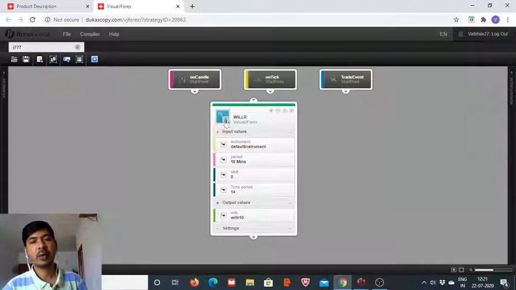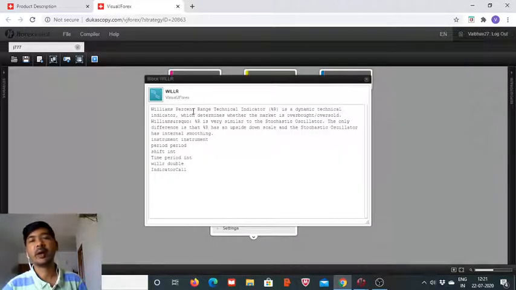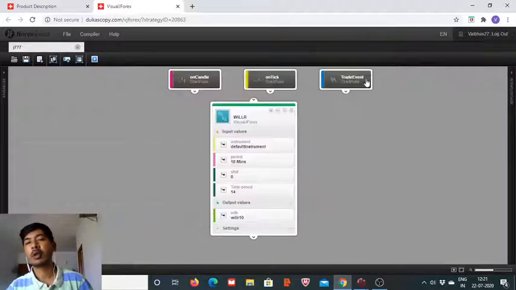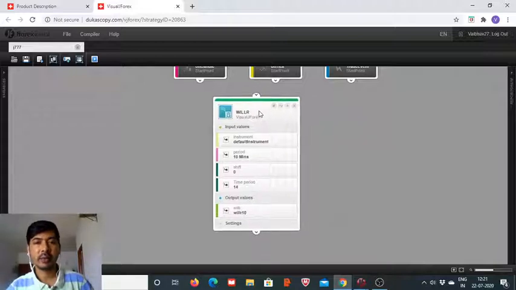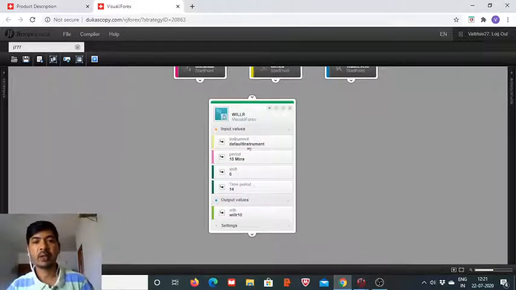Now here in this block you will get the description, its functions, the technicals, and then we have to define these input parameters as well. We will also see how it appears on the chart. So here the input parameters are four.